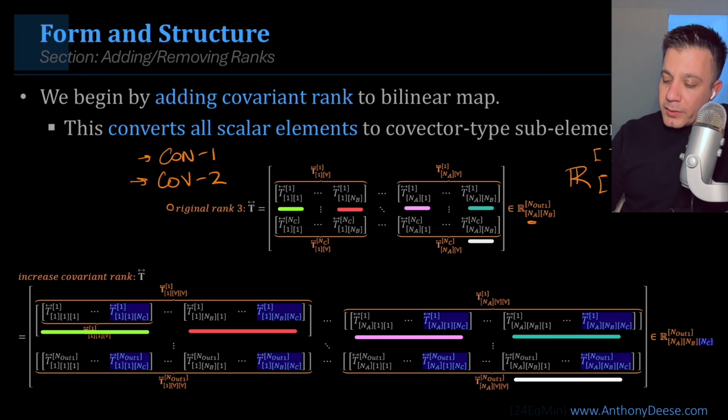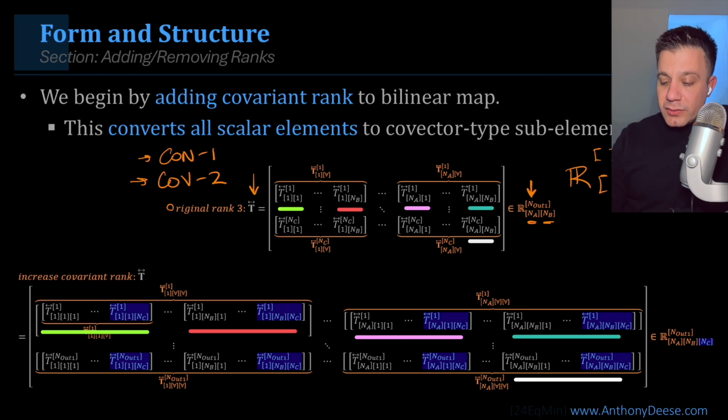All right, we're referring to the sizes of the inputs as NA and NB, and we're referring to the size of the outputs as NOut1, NOut2, etc. Now, because this is contravariant rank 1, there's only one index that's needed to describe the row. And since it's covariant rank 2, there's two indices required to represent its horizontal position.